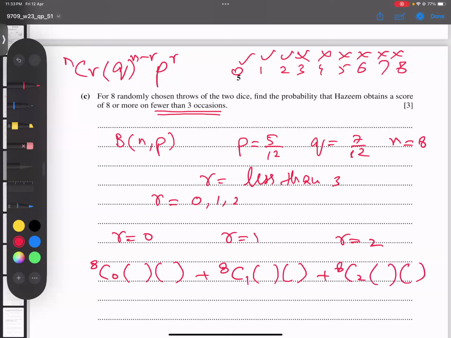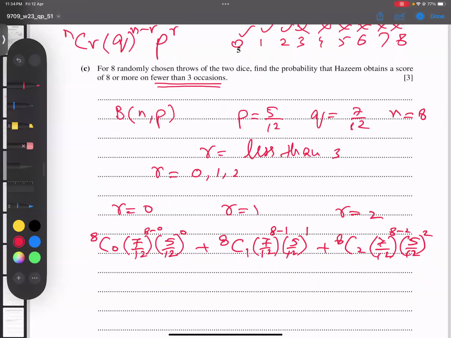Okay, what is the first power, the difference of these numbers? So I can write it here: 8 minus 0, here 0; 8 minus 1, here 1; 8 minus 2, here 2. Okay, in the first bracket, Q comes. And what is that? Q, 7 by 12. Here, 5 by 12. Here, 7 by 12. Here, 5 by 12. Again, 7 by 12. And here, 5 by 12. So now let's see.